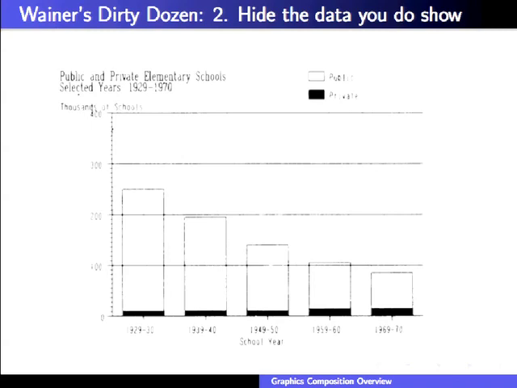If that's the case, then why bother showing us private versus public? Well, can you see much about public? Maybe another message is the number of private schools is increasing. These are called stacked bar charts.